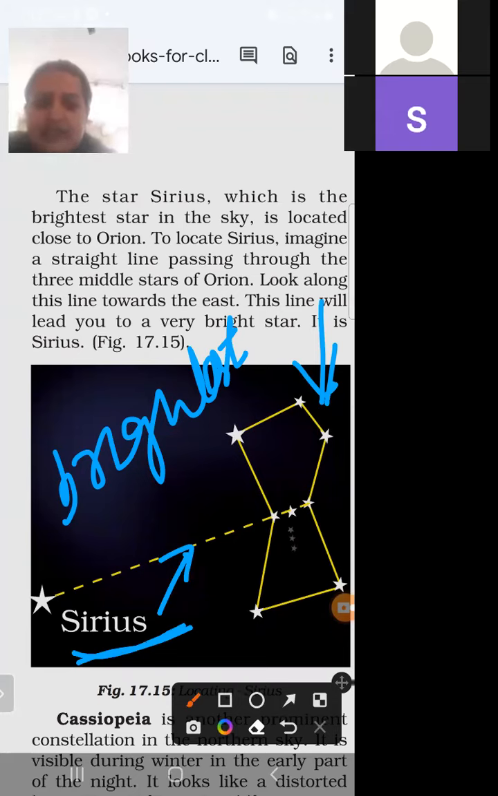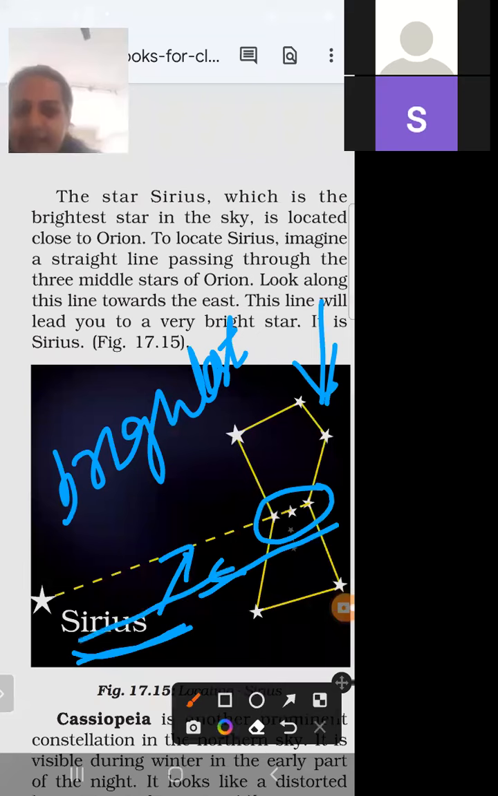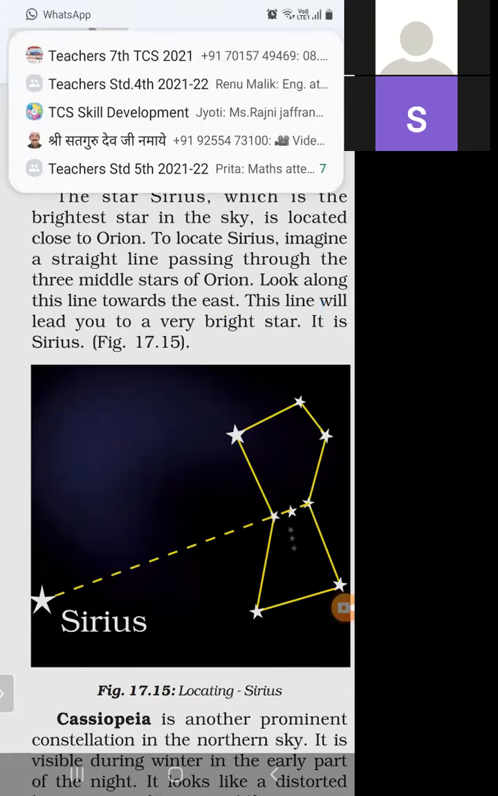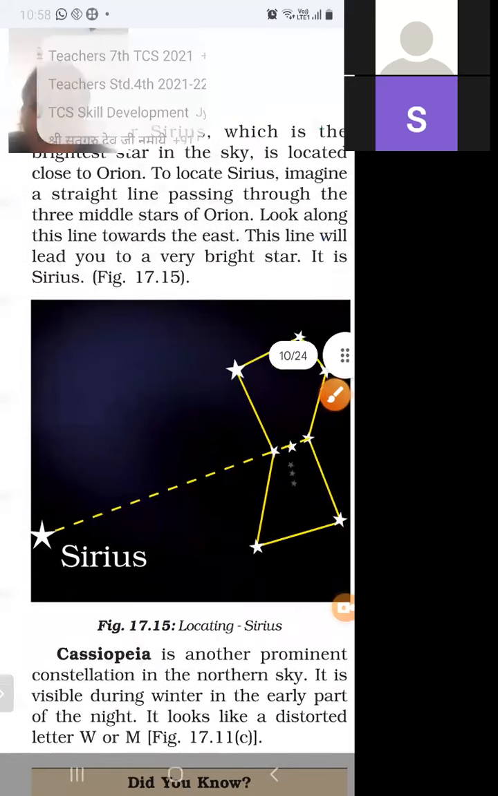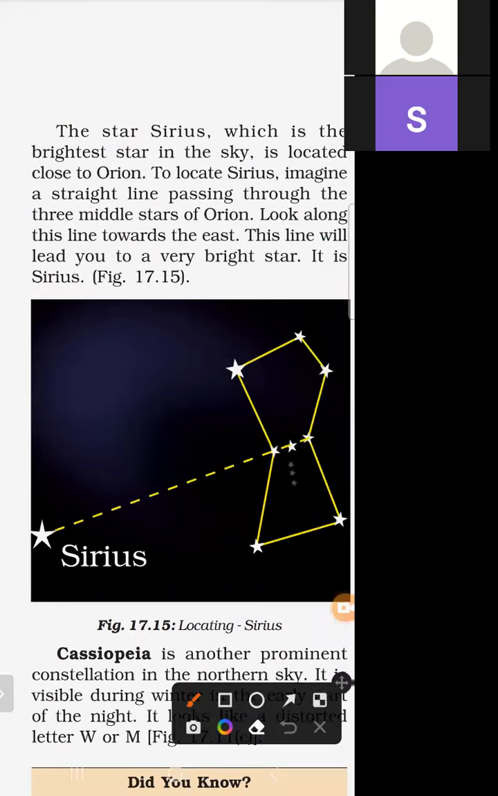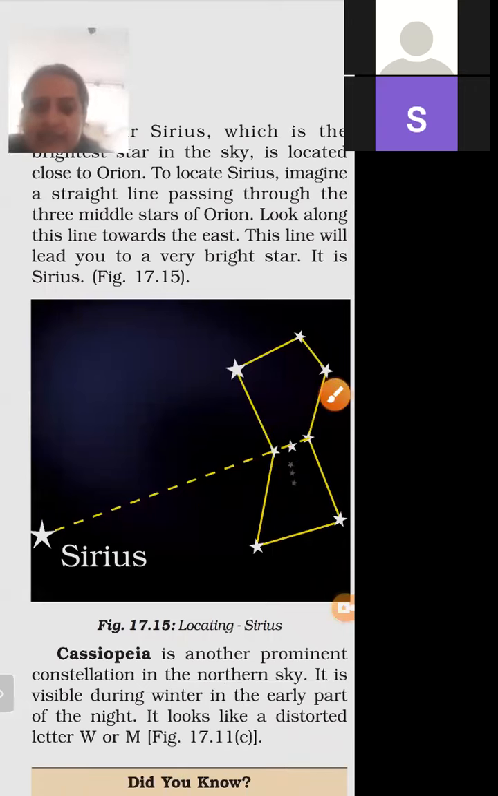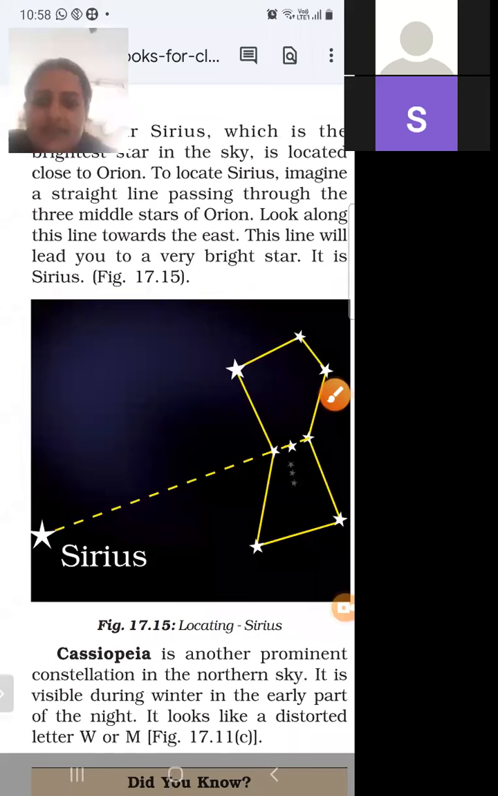How can you locate this star? Imagine a straight line passing through the three middle stars of Orion, and on this line we have the brightest star, and this star is Sirius. So imagine a line passing through these stars to find the brightest star. This is our second constellation.